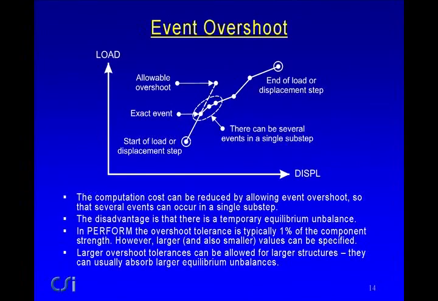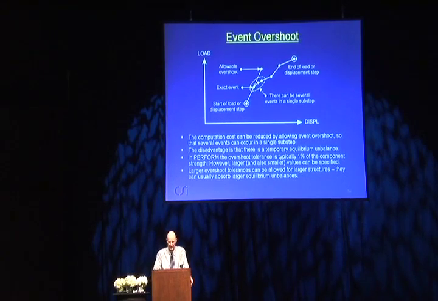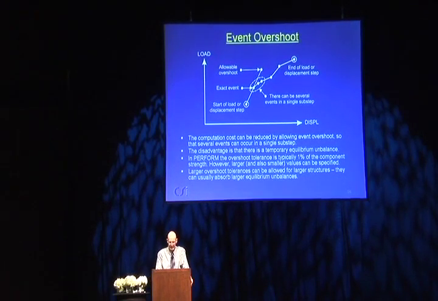Typically in Perform, the overshoot tolerance is small, 1% of the component strength, and so you hardly see it. But you have an option in Perform to increase the overshoot tolerance to as much as 20% of the component strength. And usually if you have a complicated structure, I recommend you do that, because it's got more ways in which you can redistribute the load. You can usually get away with a larger overshoot tolerance and save yourself a significant amount of computation time. This applies both to static pushover and to dynamic analysis.